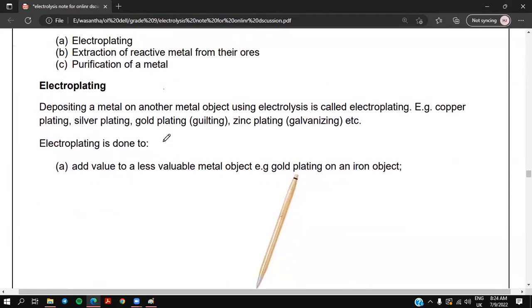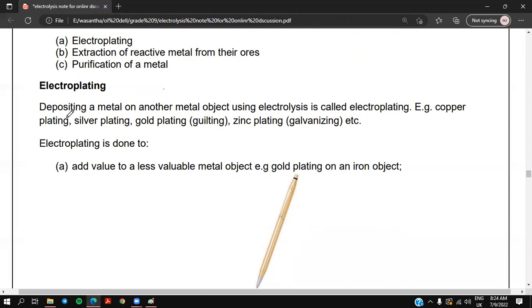What exactly is electroplating? It is about depositing a metal on another metal object using electrolysis, which is called electroplating. Let's read it again. Depositing a metal on another metal object using electrolysis is called electroplating.